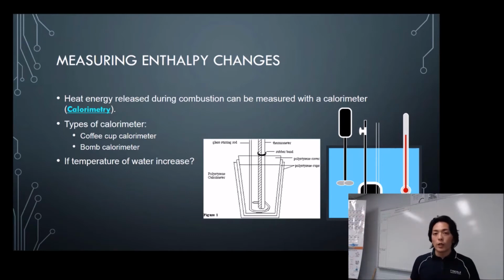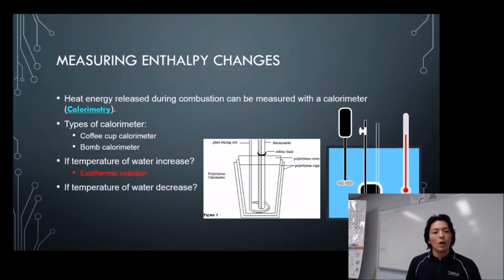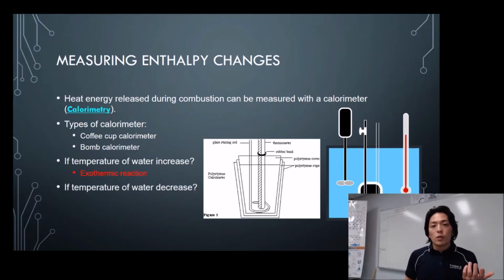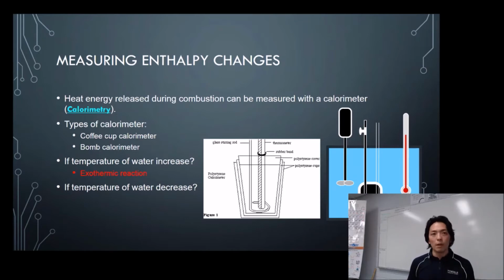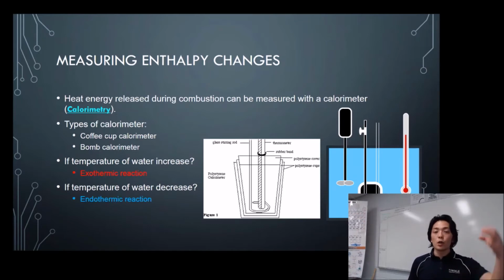If the temperature of water increases, what does that mean? Well, that means the reaction that was occurring in the chamber of the bomb calorimeter was exothermic, because energy was released to the surroundings, which is water. Or, if the temperature was decreasing, what it means is that it absorbed heat energy from the water, so you would observe the temperature going down. So that's an endothermic reaction.